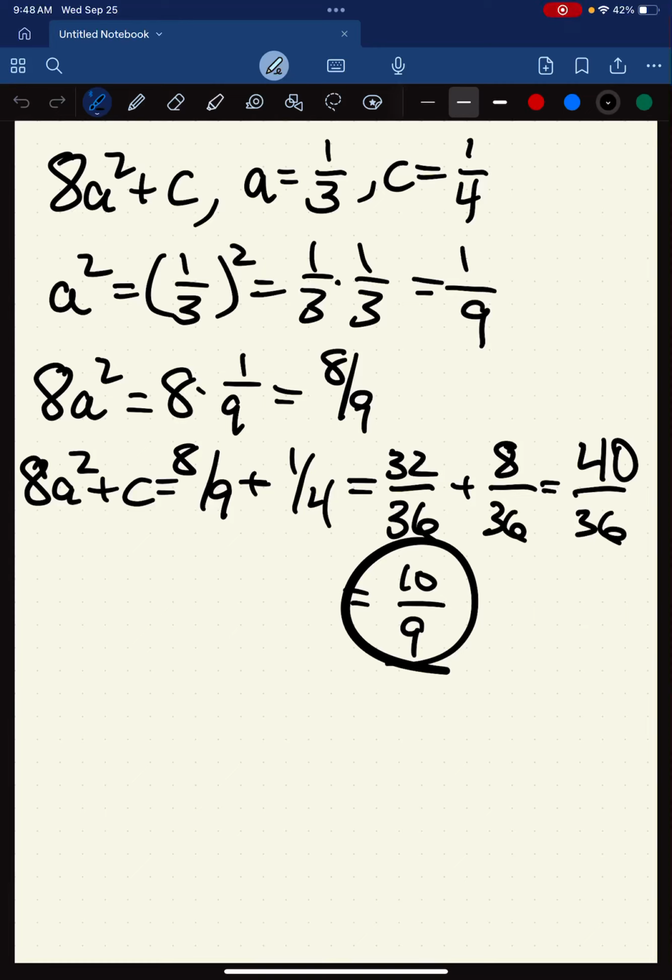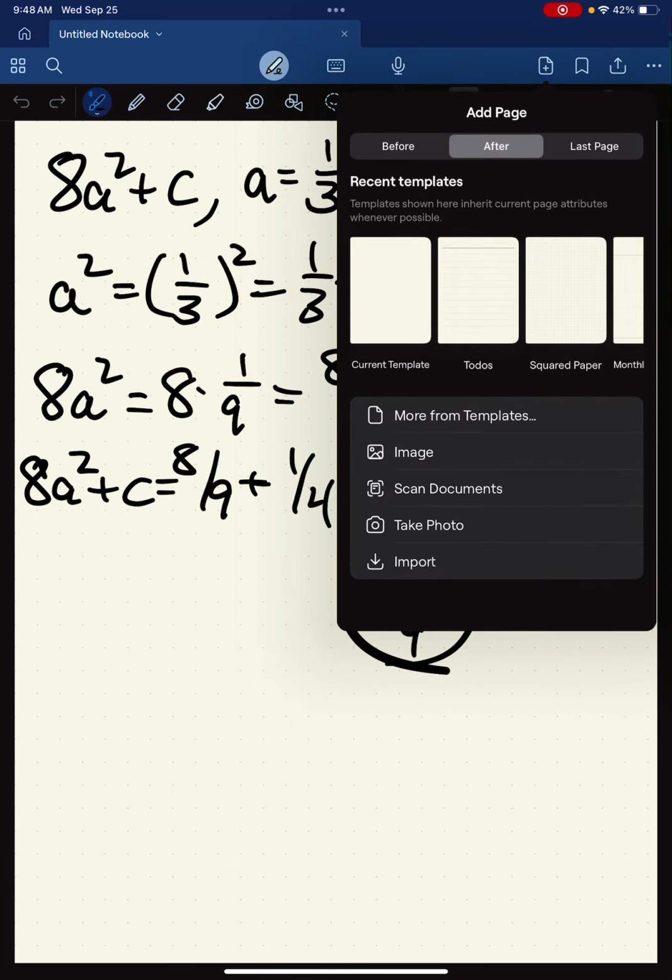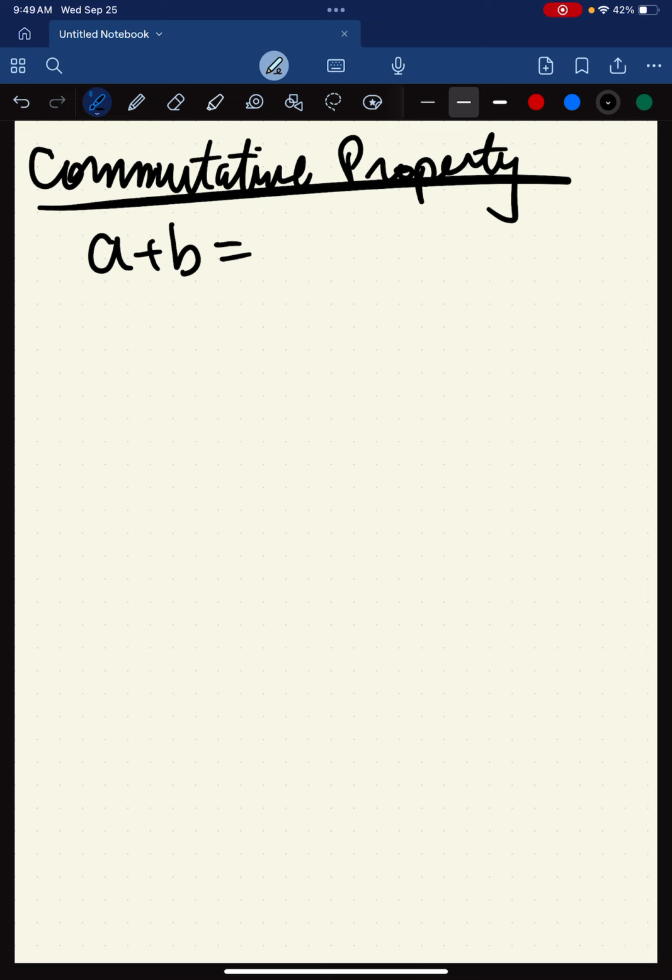Welcome back everyone. Today we're going to begin on our next module, which is going to be properties of the real numbers. So let's go ahead and talk about what's called the commutative property. And I think most people will find this pretty intuitive. And that says that it does not matter which order you add.